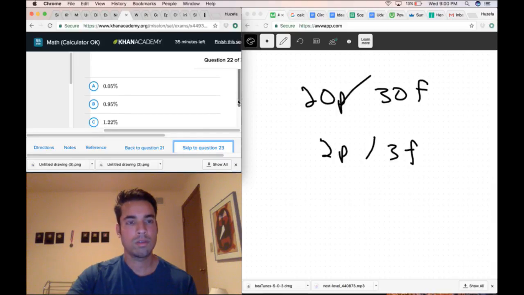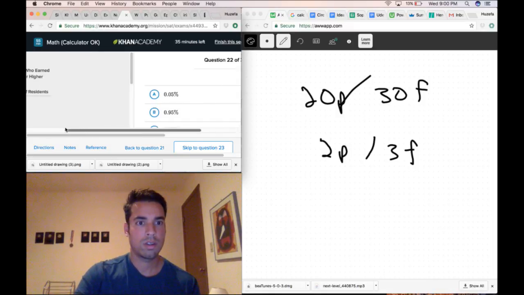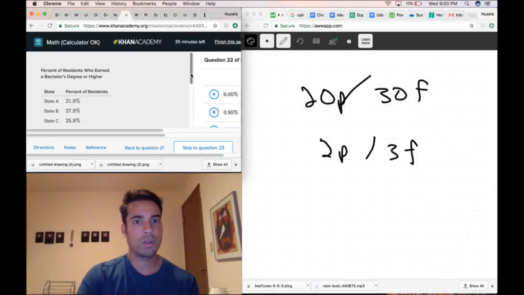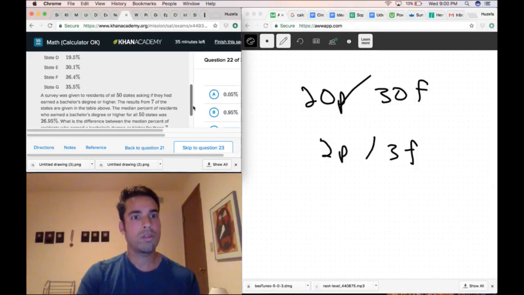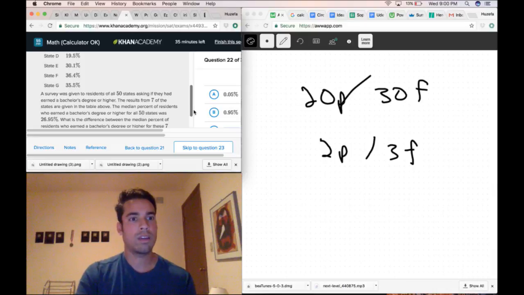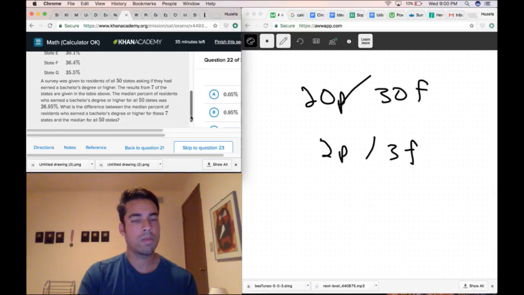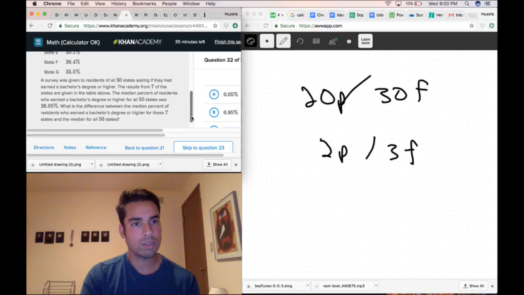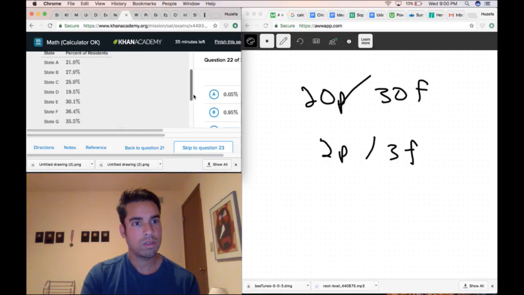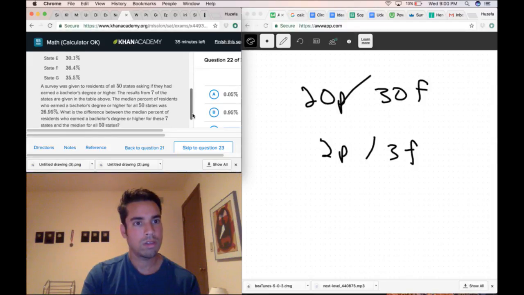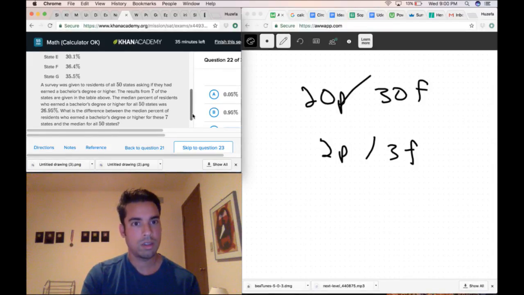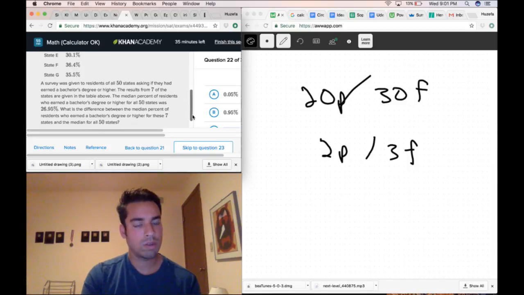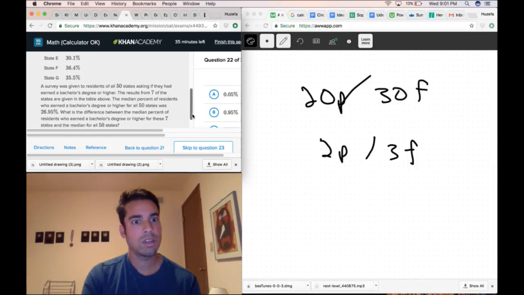Okay. Next, we've got, I don't know what the question is. Hold on. Percent of residents who earned a bachelor's degree or higher. Yep, all of these states. A survey was given to residents of all 50 states asking if they had earned a bachelor's degree or higher. The results from 7 of the states are given in the table above. The median percent of residents who earned a bachelor's degree or higher for all 50 states was 26.95. What is the difference between the median percent for these 7 states and all 50 states?